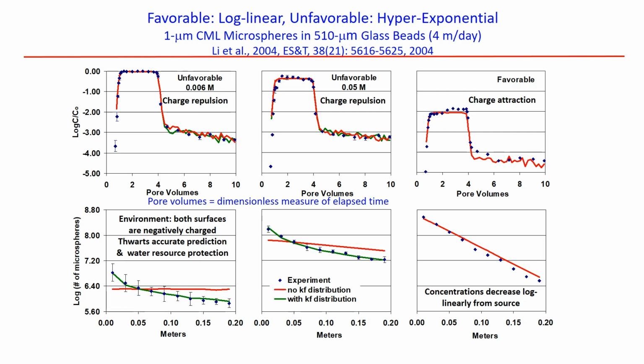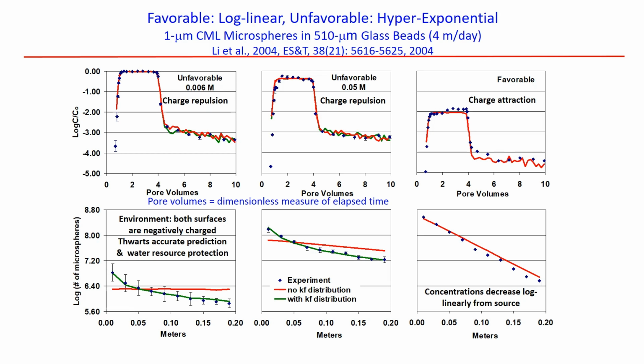In contrast, under conditions where the 2 surfaces are like charged, which is typical of environmental conditions, and both surfaces tend to be negatively charged, there's charge repulsion, and that greatly decreases the amount of retention. The breakthrough is much higher. And the breakthrough increases with decreasing ionic strength, for reasons I don't have time to go into, but that are well known in terms of their influence on particle surface repulsion.